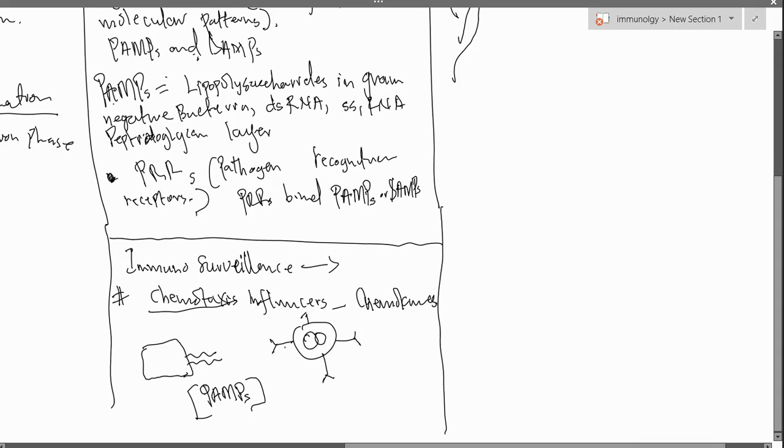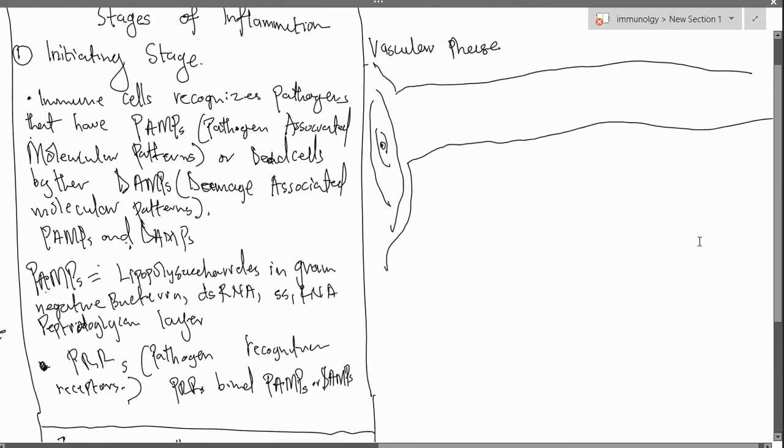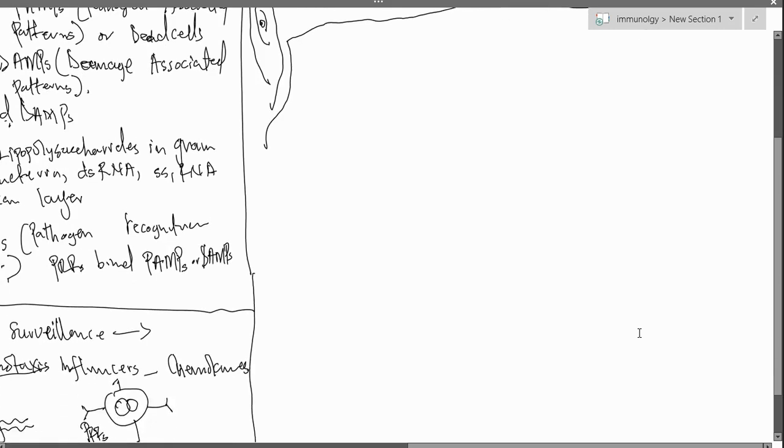So what happens is that when the immune cell recognizes this particular pathogen associated molecular pattern, the PRRs bind the pathogen associated molecular patterns, and this binding occurs by direct contact. So this is our bacteria here, with the flagellum as its pathogen associated molecular pattern. Then we have our immune cell here binding.